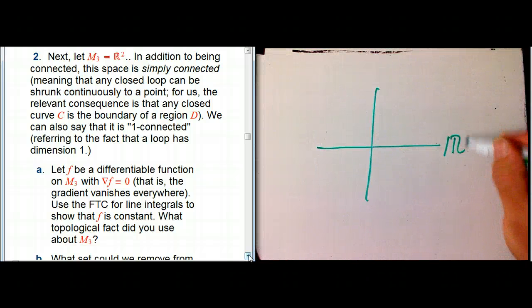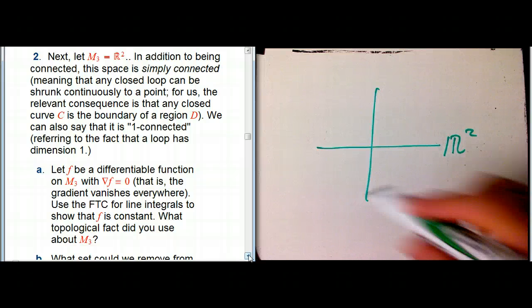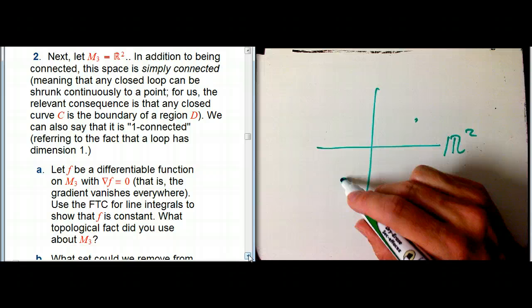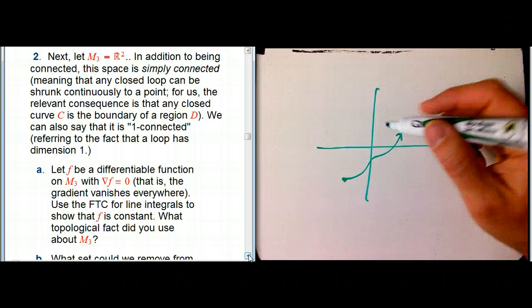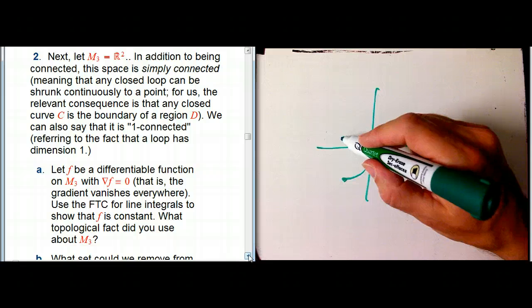So here's R2, nothing taken out. And it's definitely connected. I can take any 2 points and I can connect them with a path. Could be straight, but it doesn't have to be. And a really crucial thing, that hopefully, if you've done the basic vector calculus stuff with Green's theorem, you recognize the phraseology, is that it's simply connected.